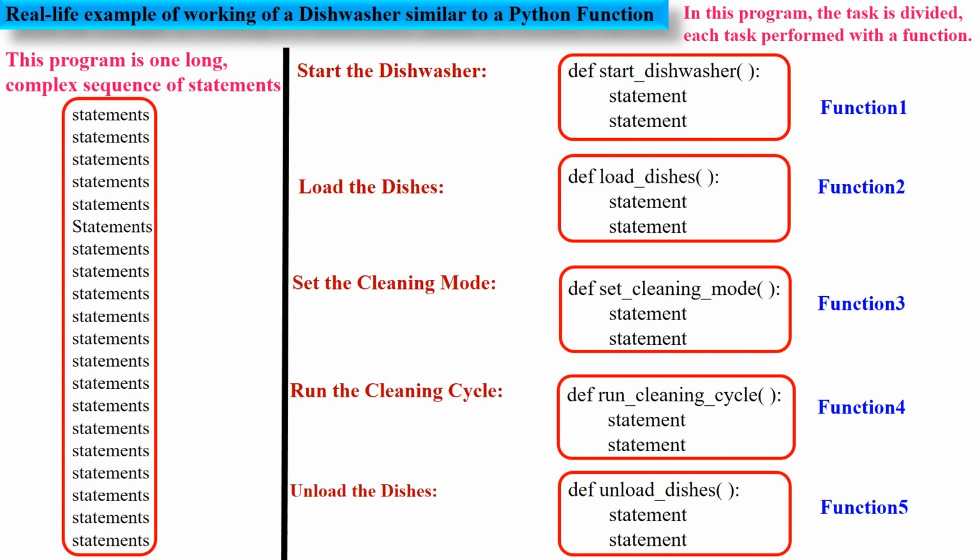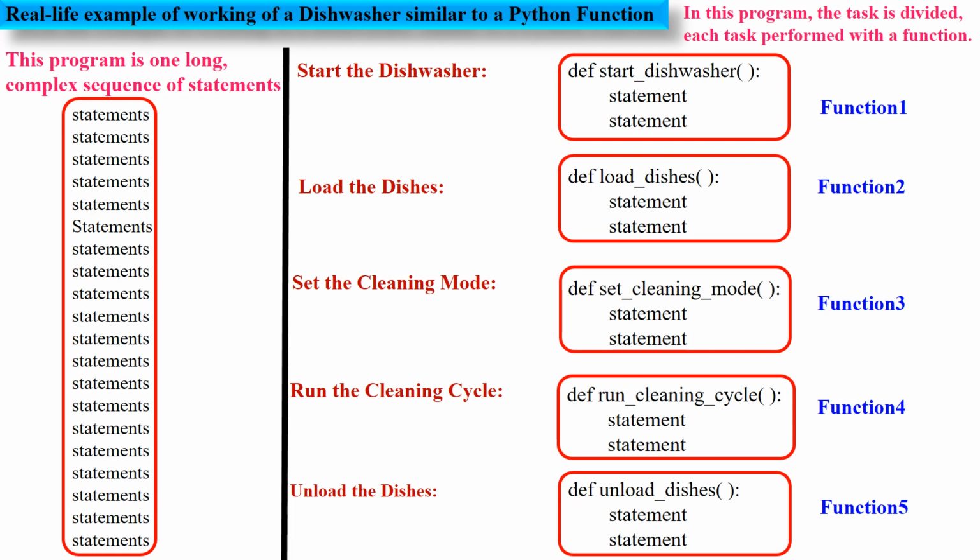Step 3. Set the cleaning mode. Define a function called set_cleaning_mode that allows the user to select the cleaning mode for the dishwasher. This function can take parameters such as the cleaning intensity, temperature, and duration. It can also include validation checks to ensure valid input.